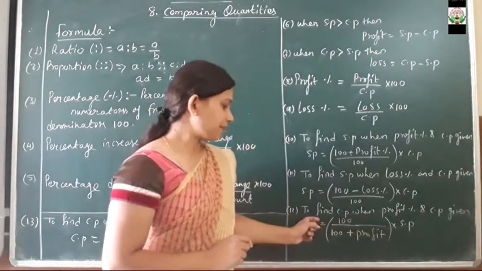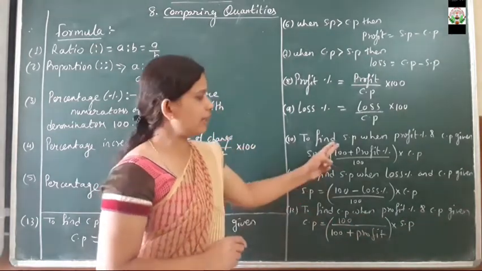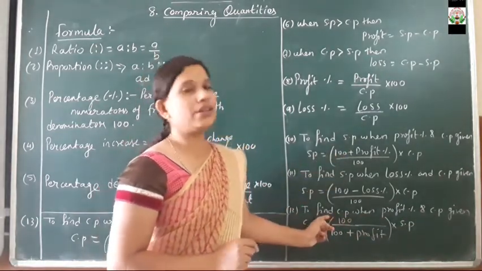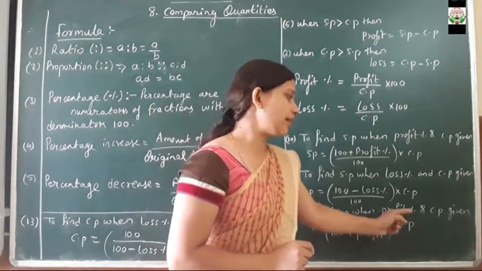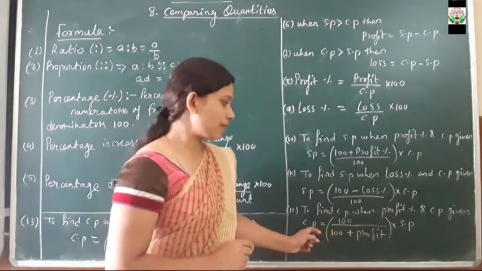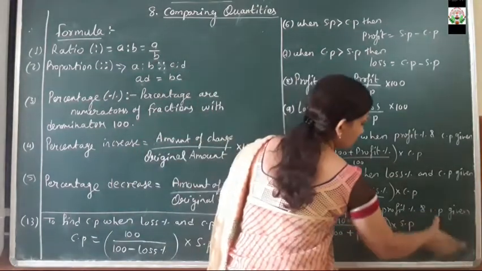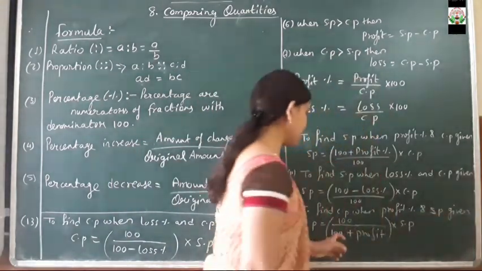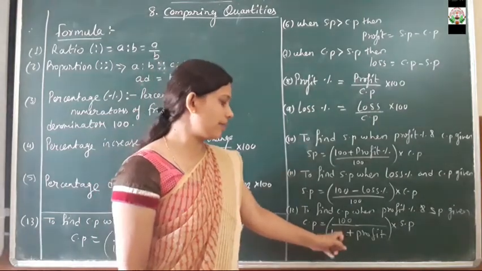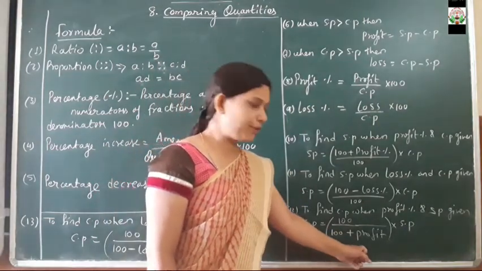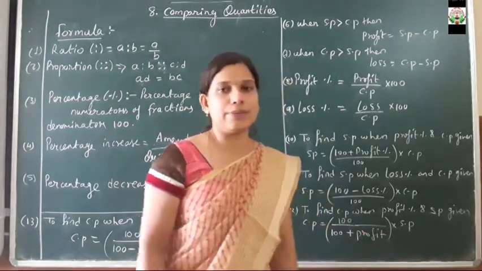In the same way, the two conditions for the cost price. To find the cost price when profit percent and SP are given, here comes SP. SP is given, then the formula for the cost price will be cost price is equal to 100 upon 100 plus profit percent into SP.